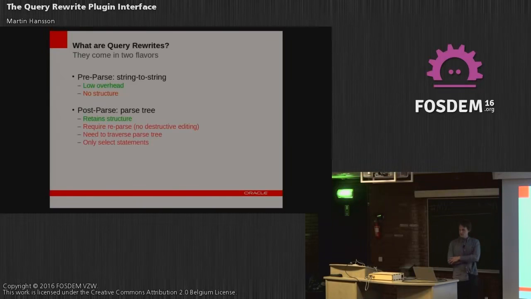The benefit of the pre-parse API is, of course, the low overhead. The downside is that you don't have any structure. So it just takes a string and returns a string.